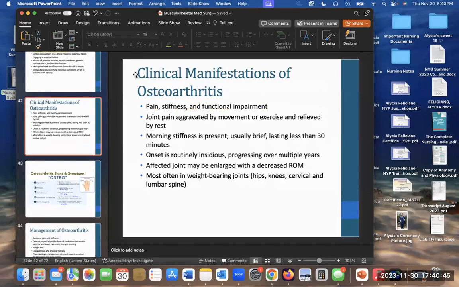Now, they have pain and stiffness, but they don't have inflammation. They have joint pain that's aggravated by movement but relieved by rest. They have some morning stiffness, but it's less than 30 minutes, compared to rheumatoid arthritis, which is more than 30 minutes. The onset is usually really slow. It takes a long time to form. And it's most often in weight-bearing joints. Remember, a laborious job can be a risk factor. So we're looking at hips, knees, cervical, lumbar, things that move a lot are sites where osteoarthritis can occur.